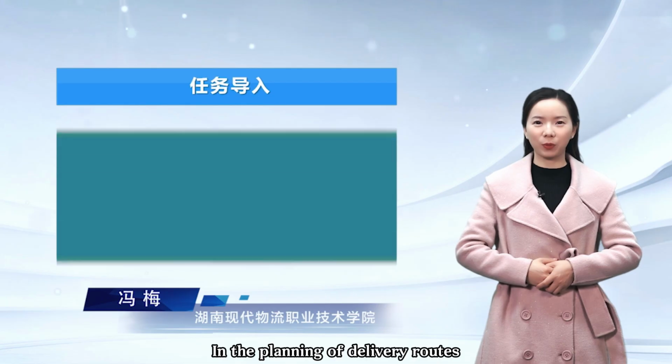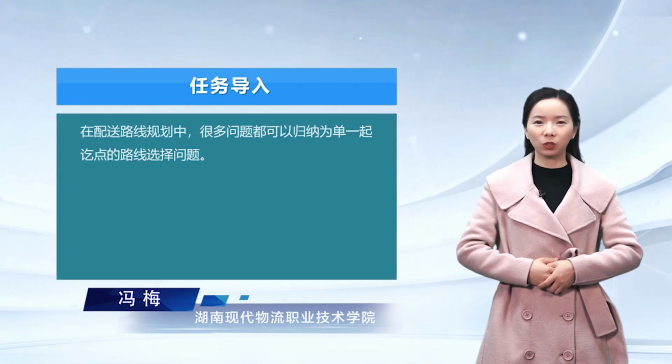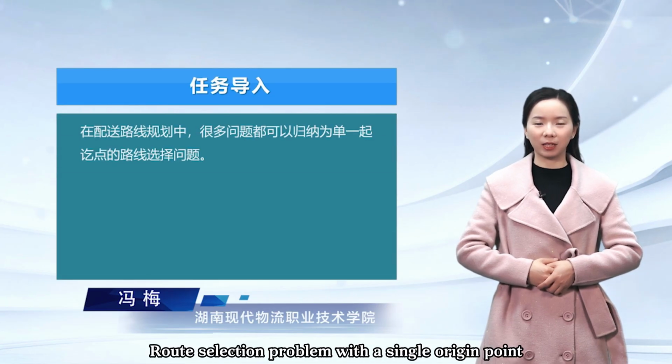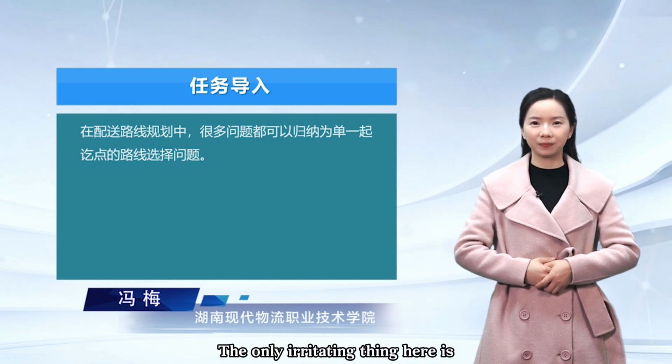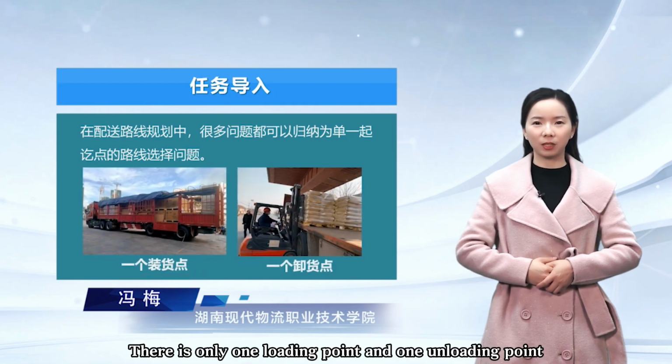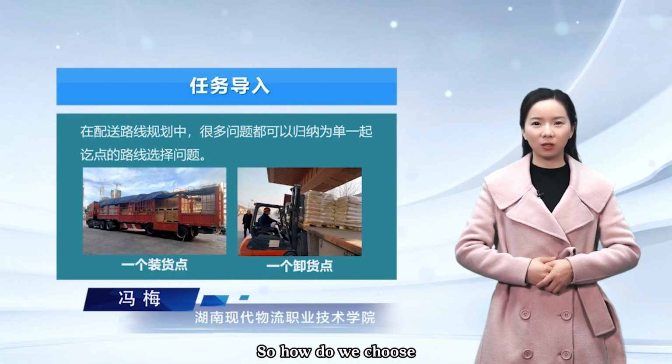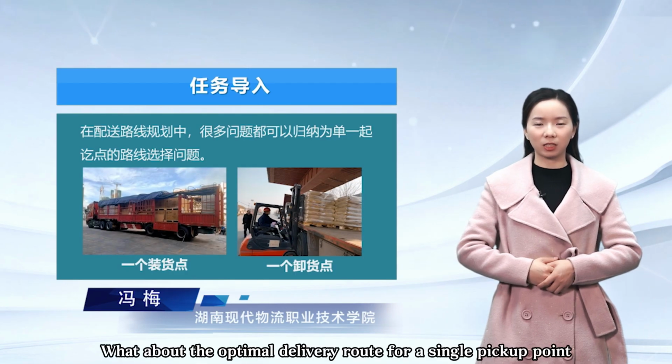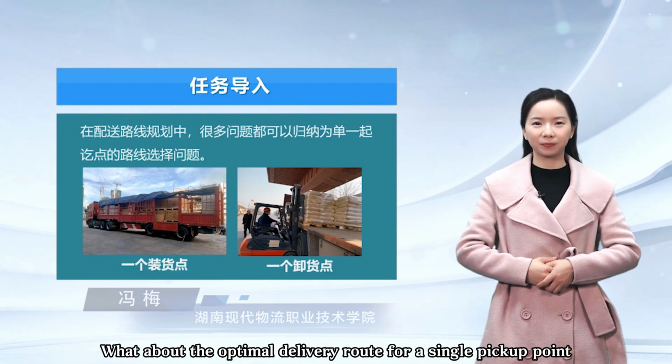In the planning of delivery routes, many problems can be summarized as route selection problems with a single origin point. The only irritating thing here is that it refers to a single delivery task. There is only one loading point and one unloading point. So how do we choose the optimal delivery route for a single pickup point?